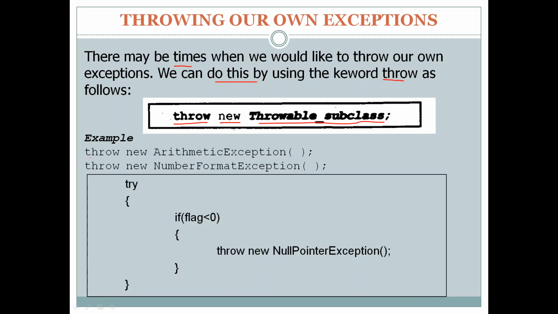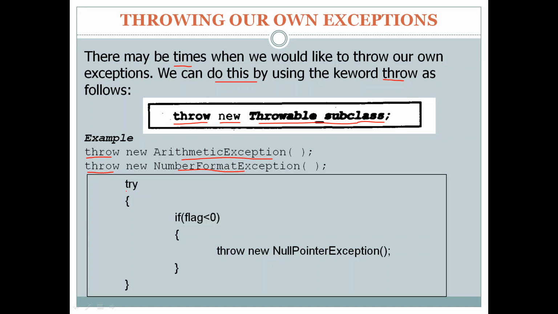You can see throw new ArithmeticException. These are all predefined exceptions, and we are creating an object of ArithmeticException. You can see the new keyword here, which creates an object of ArithmeticException, and the throw keyword simply throws the exception. Then we have one more example, throw new NumberFormatException. Here also we are creating an object of NumberFormatException and throwing it. One detailed example is given below.